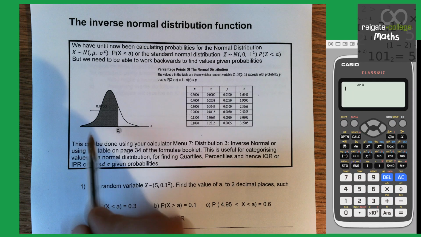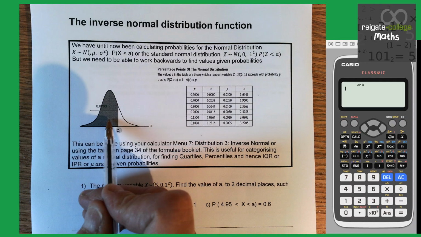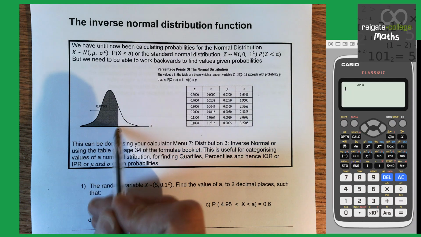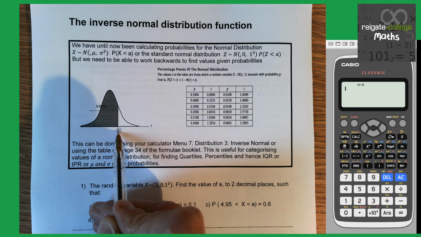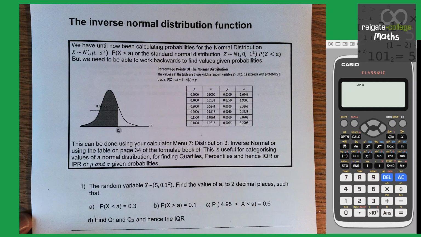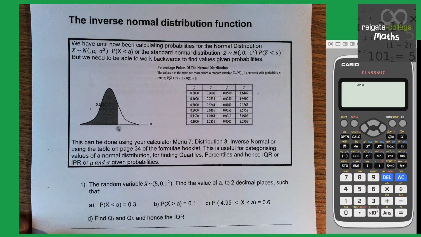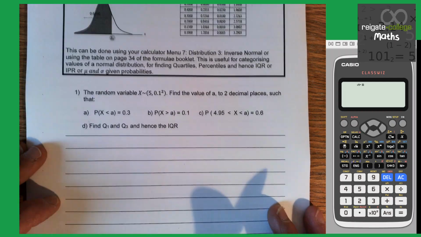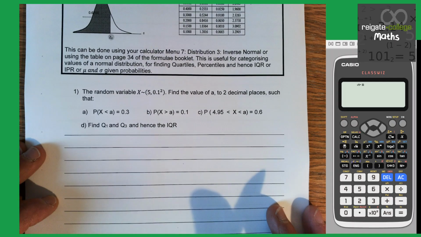The probabilities are represented by the area under the normal curve, and here are our values. In this case it's got z, the standard normal distribution, but often we'll have x here. I'm going to show you how to use the calculator to find these probabilities. You can also find a table in the formula book, but it's much more straightforward to use the calculator. So let's have a look at these examples.